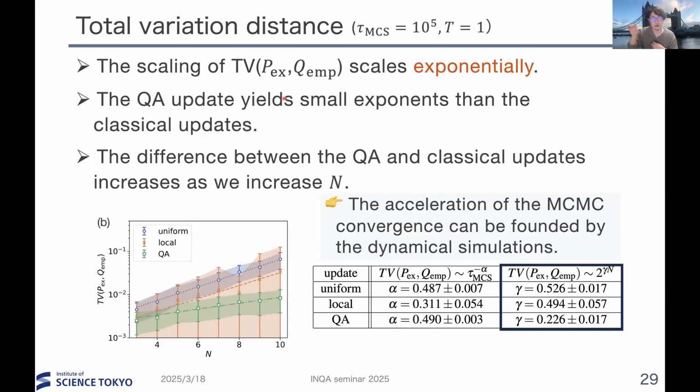We also consider the system size dependence of the total variation distance. This is a semi-log plot. It shows that the total variation distance scales exponentially with the system size n. This is the exponent obtained from this figure. The QA update yields a smaller exponent than the classical update. So the difference between the QA and the classical update increases as we increase the system size n. From this figure, acceleration of the MCMC convergence can be found by the dynamical simulation.